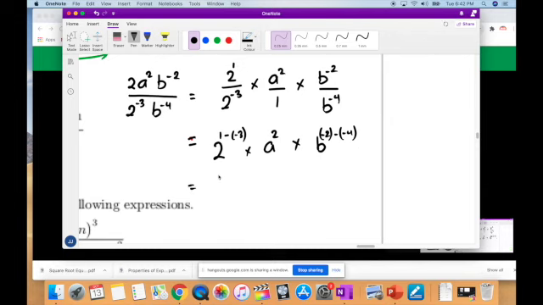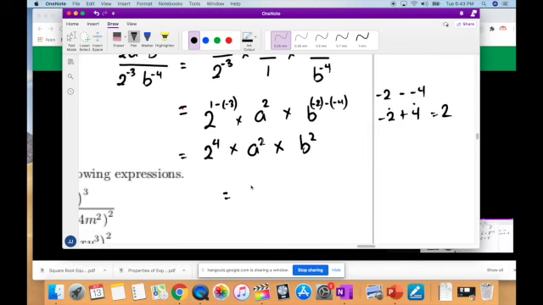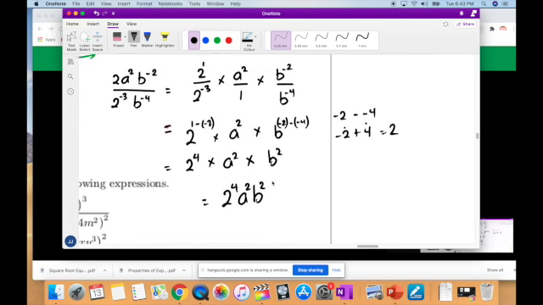So we have 2 to the power of 1 plus 3, because negative and a negative. So 1 plus 3 is 4, times a squared times b to the negative 2 minus negative 4, which is negative 2 plus 4, which is 2. So this is b squared. So now I have my answer being 2 to the 4 a squared b squared. You all understand how I reached there?